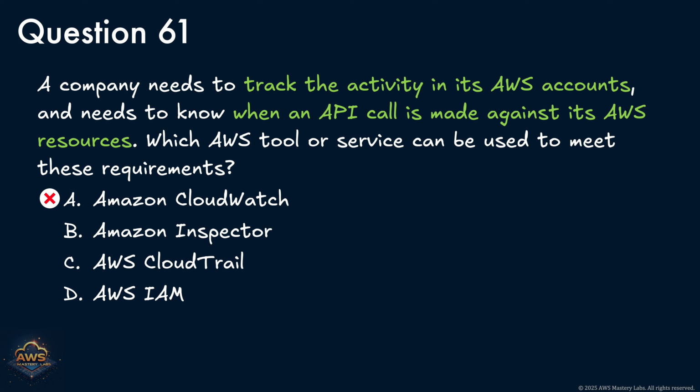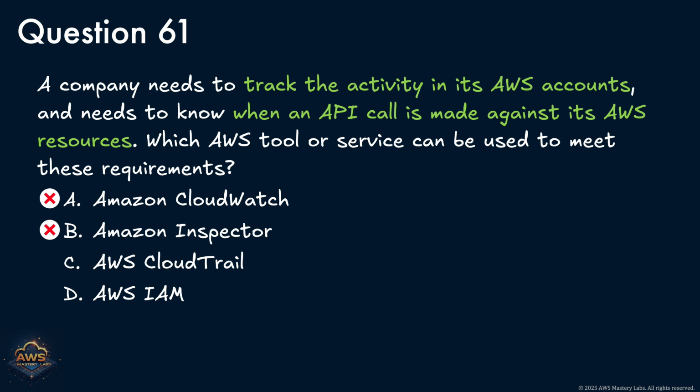Option A, Amazon CloudWatch. CloudWatch is a powerful observability tool, especially for metrics, logs, and alarms. It helps track performance and operational health, and it can be configured to collect log data from various services and applications. However, it does not natively log all API activity across AWS services. While it can ingest logs, the actual event logging for API calls comes from a different service. Incorrect, because Amazon CloudWatch is essential for monitoring performance, not for auditing API usage across services.